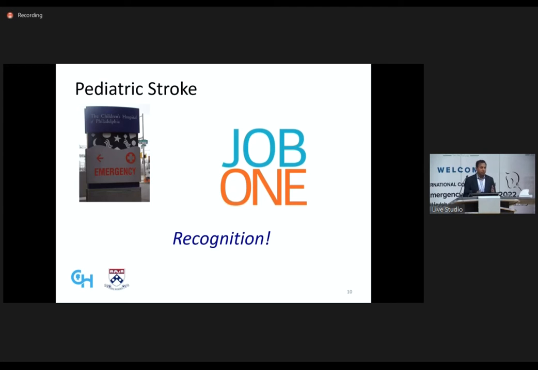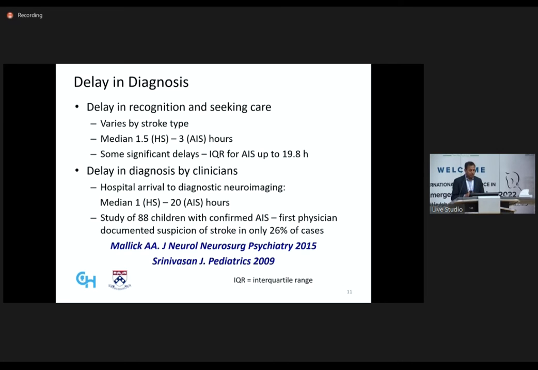So the most important thing, if one thing we need to take away from this lecture, is recognition and high index of suspicion. Delay in diagnosis is common in this condition, as one might realize.